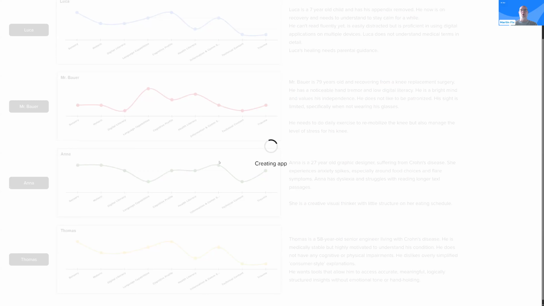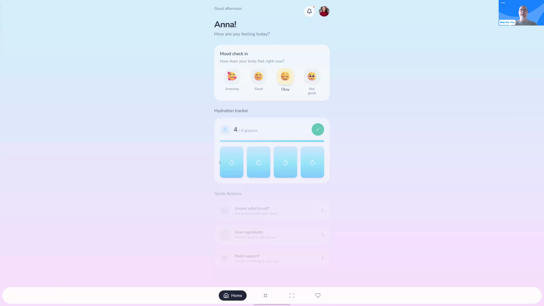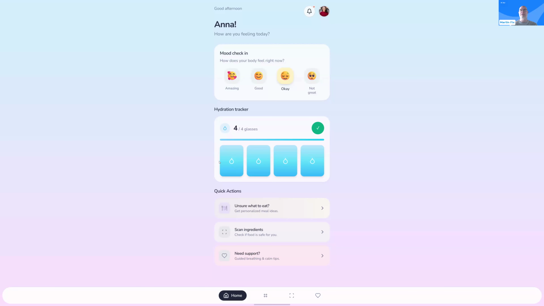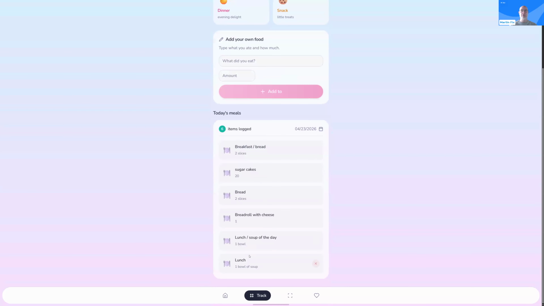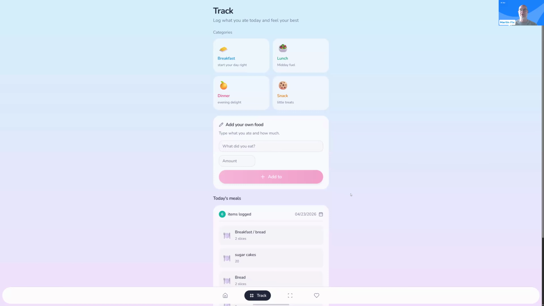Sorry. Wait a little. And here's the app, which is tailored for Anna. You can see it's a bit playful. It's visual. It has warm colors. It has emojis. It has functionality about hydration. It has a functionality to track the food, like saying I had lunch, one bowl of soup, and then this is tracked, as you see here, so that she can later backtrack if there's any correlation with her well-being and the medical condition.